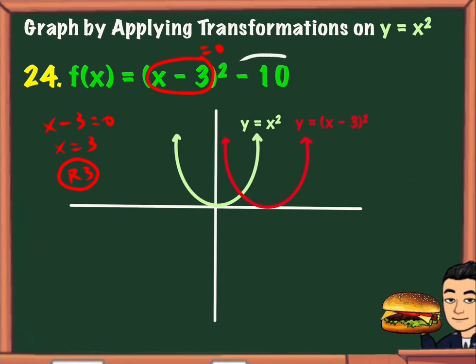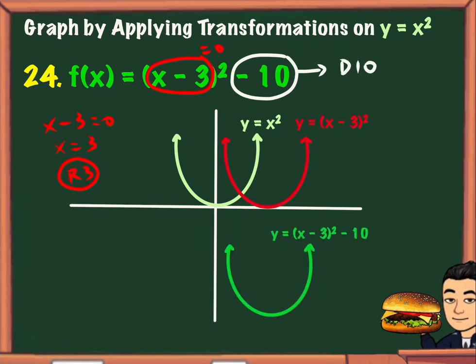And next, we're going to move down by 10 units. And this is going to be my final graph. So just show me the parent function and your final graph.